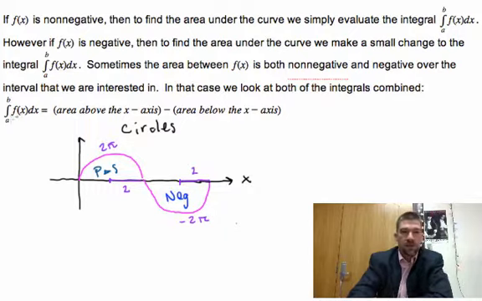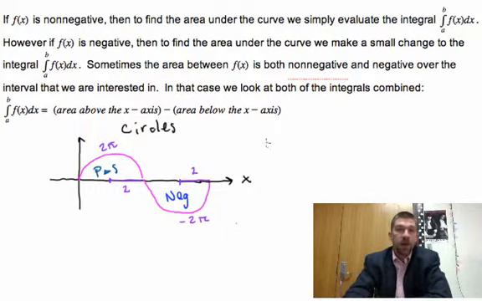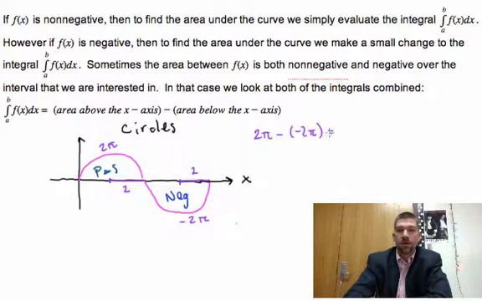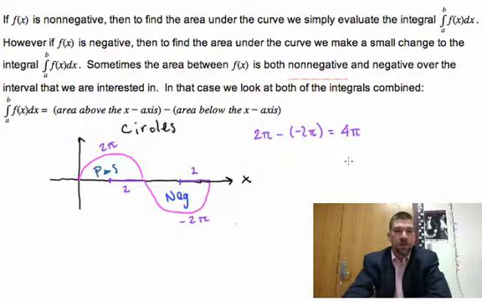So according to this bottom rule, if I want to find all the area under the curve, I would take 2 pi minus negative 2 pi to get the area, which in this case would be 4 pi. You could also find the decimal version of that. And it looks really weird, but this is how you're going to find the area above and below.